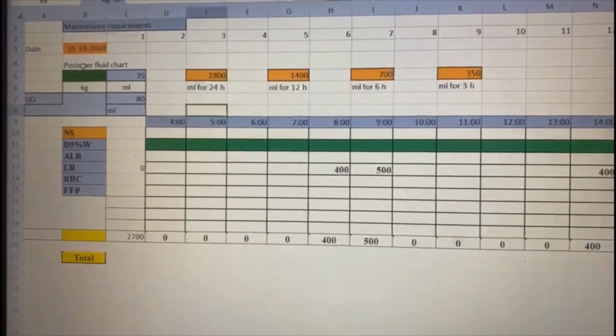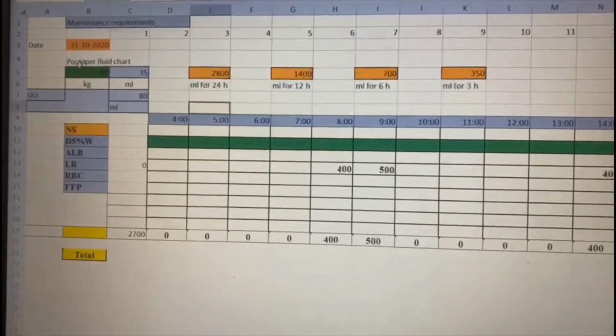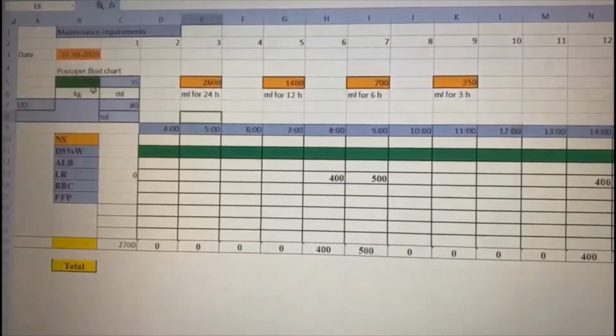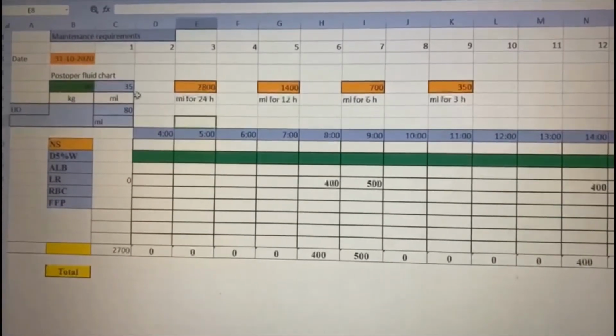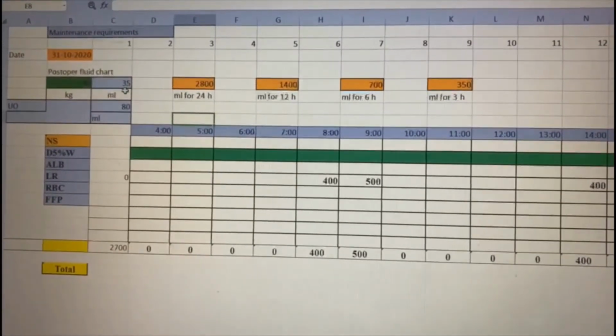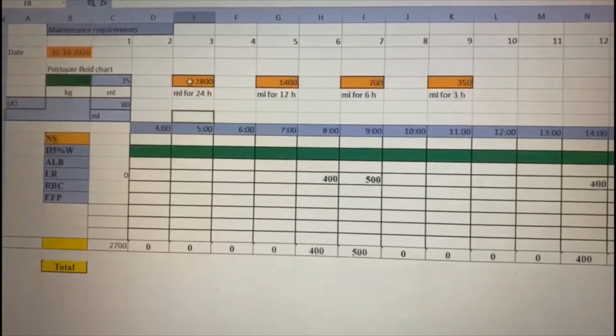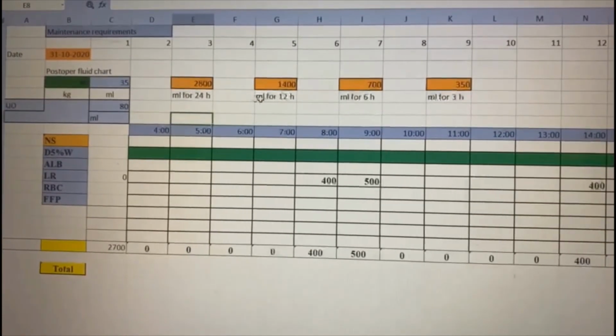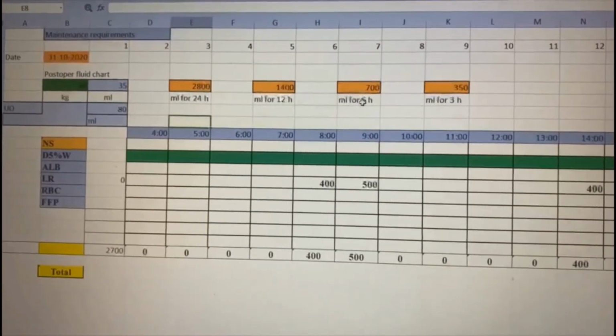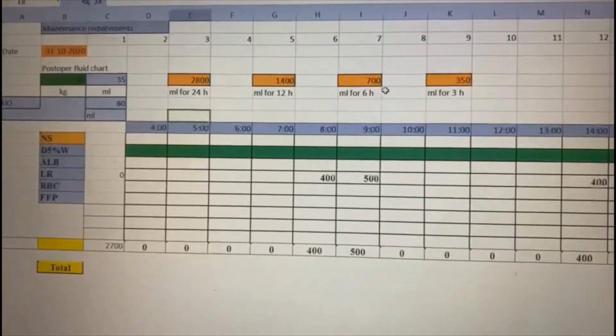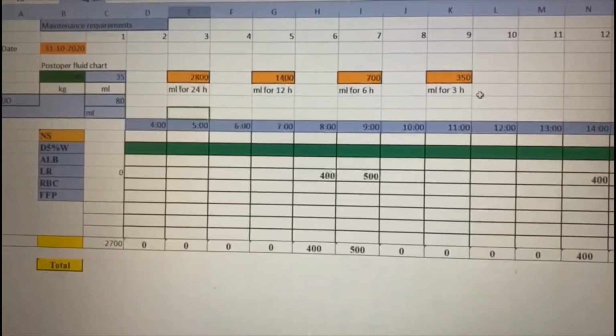This is again of date 31st October, the post-operative fluid chart. For it, the patient's weight is 80, and after that it is multiplied by 35. For 24 hours, 2800 ml is given. For next 12 hours, 1400 ml is given. For next 6 hours, 700 ml is given. And for the next 3 hours, 350 ml is given.